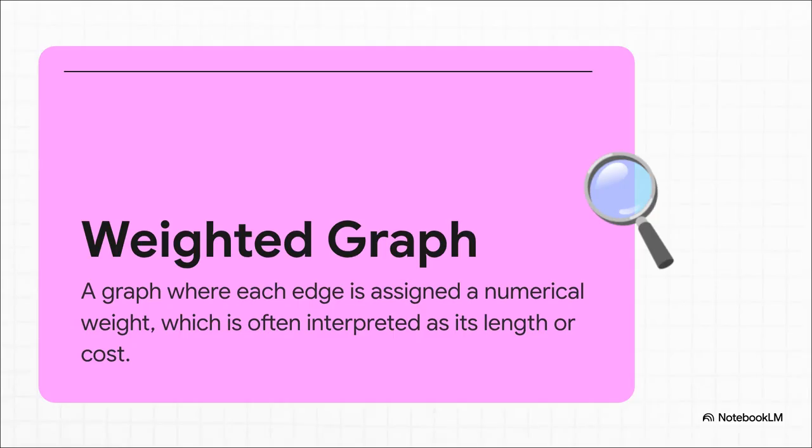All right, let's go back to our GPS for a sec. We know not all roads are the same, right? Some are faster, some are shorter. That's where a weighted graph comes in. Each edge gets a number, a weight, that could represent distance or travel time or even the cost of a plane ticket. Now, the goal isn't just to find any path. It's to find the path with the smallest total weight.